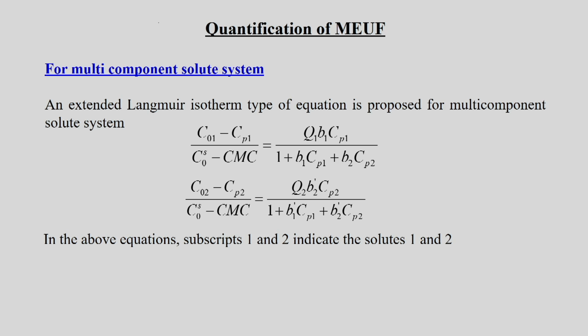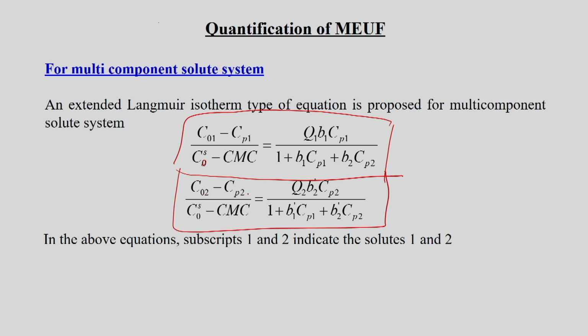And this extended Langmuir isotherm type equation is also proposed for a multicomponent, multi-solute system, like C01 minus Cp1 by C0S minus CMC equal to Q1 B1 into Cp1 by 1 plus B1 into Cp1 plus B2 into Cp2. And for the second component, C02 minus Cp2 by C0S minus CMC equal to Q2 B2 Cp2 by 1 plus B1 Cp1 plus B2 Cp2. So, the subscripts 1 and 2 indicate the solutes 1 and 2.